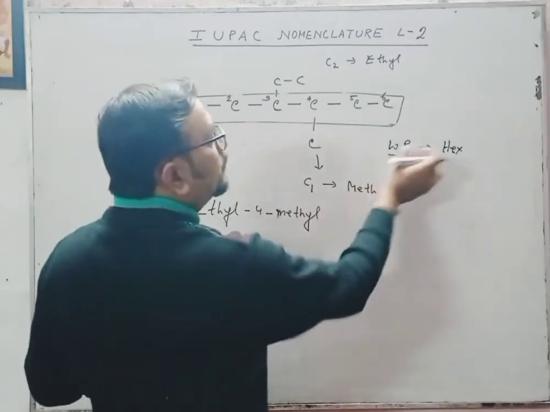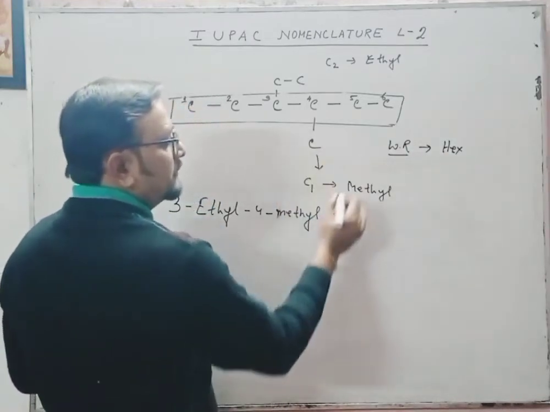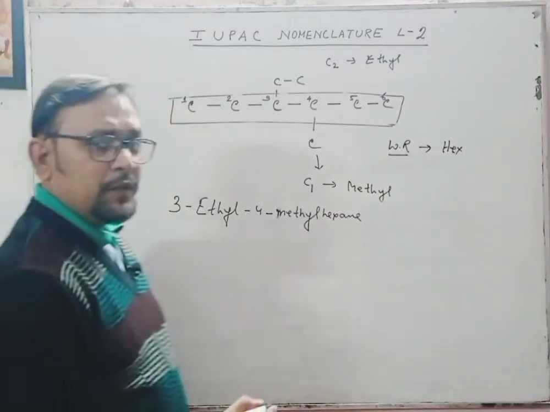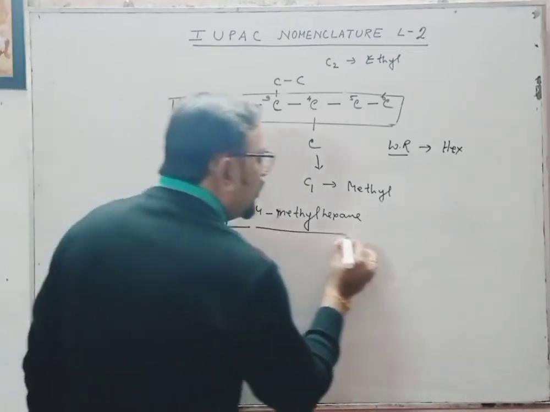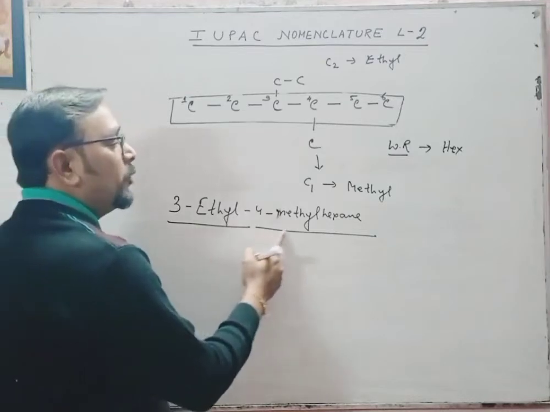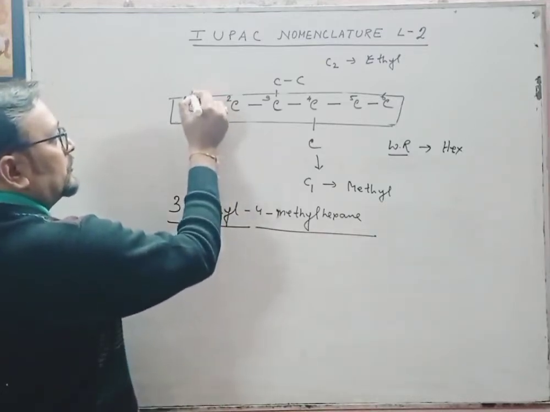So what is the word root here? Hex. What is the suffix? ANE. So this is the name of the compound, 3-ethyl 4-methyl hexane. 3-ethyl 4-methyl hexane.